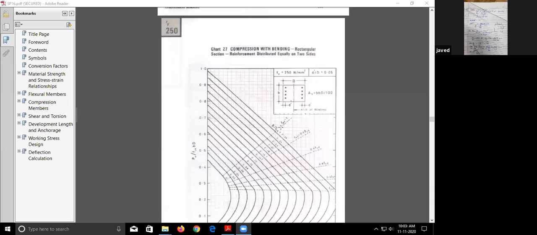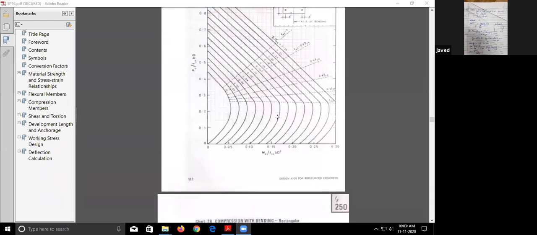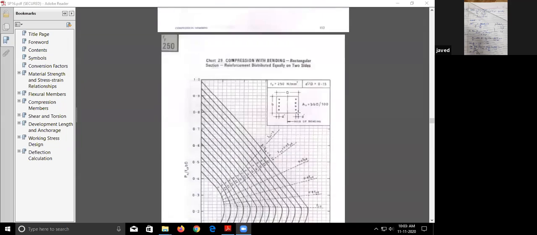Okay, so what I'll do, I'll just show you on the screen. So I'll just share my screen. Okay, chart number 32. Okay, 27 is here, 28, 29, 30, 31 and 32. Okay, look at 32. There is distribution on 2 sides and it is Fe415 and the ratio of d dash by d is 0.1.